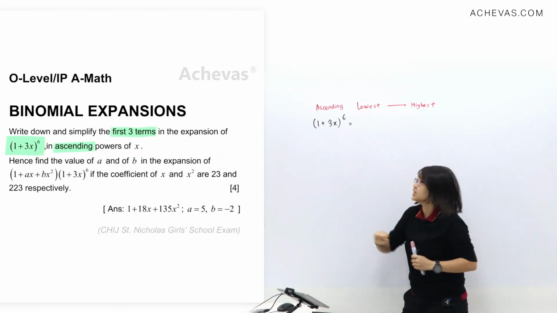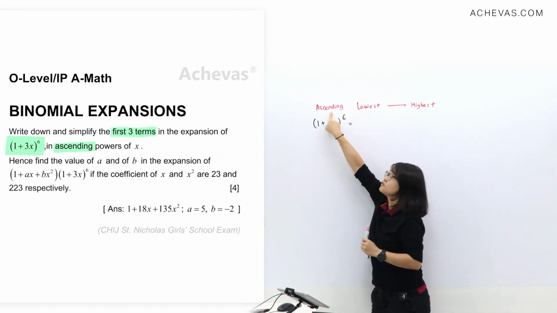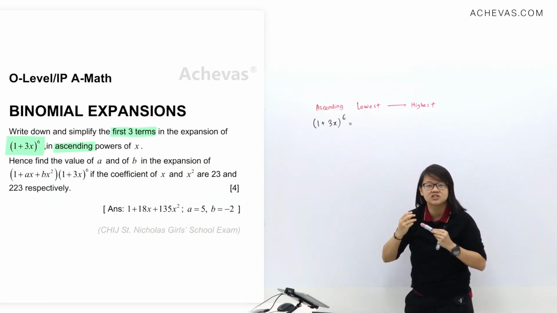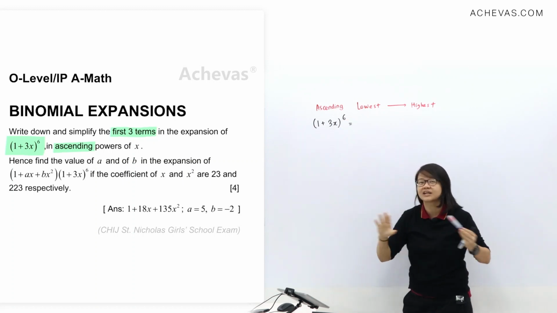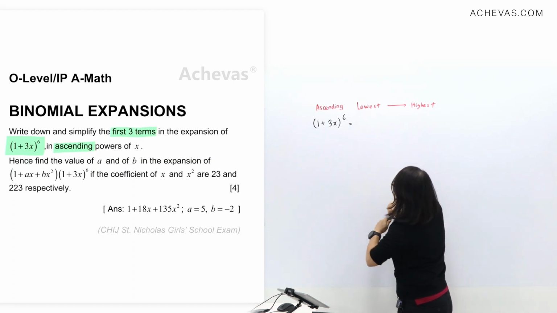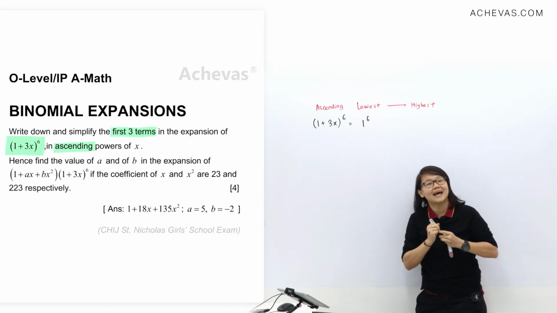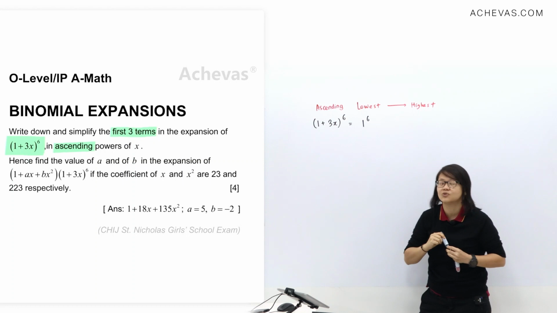So you have two options here. You either take 1 raised to power 6 or 3x raised to power 6. But because of this word ascending, I want to start with x raised to power 0. Meaning I will start with the constant raised to power 6 so that I do not get any term in x. So the first term, I'm going to take 1 raised to power 6. So you don't see any x term in there, which means x is raised to power 0.